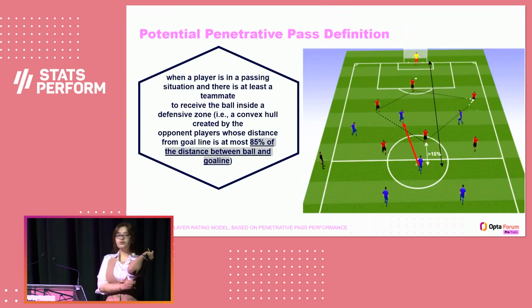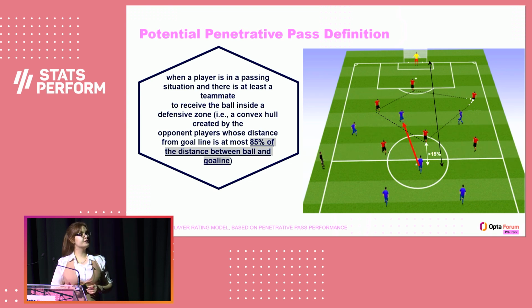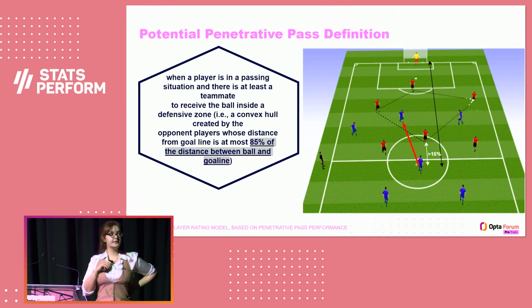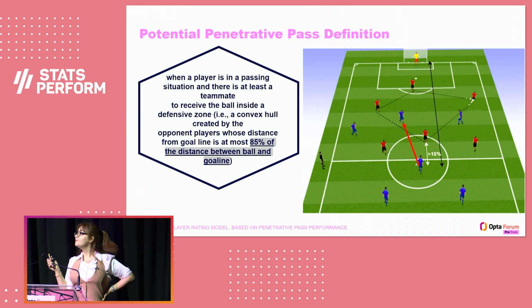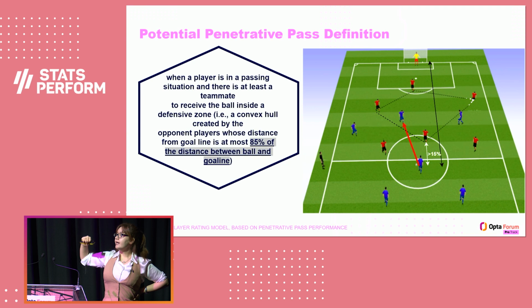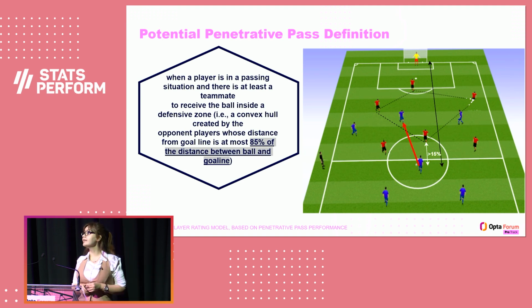So how are we going to formulate these penetrative passes? First of all, we need to create some defensive zones. In this project, we don't consider a line of defenders. Instead, we create a defensive zone, the dashed line you see, which we call a convex hull. It is created from the locations of the opponent's players who are within the next 85% of the distance between the ball holder and the goal line. In this case, the ball should go forward at least 50% of this distance.